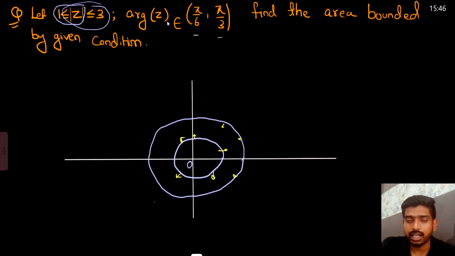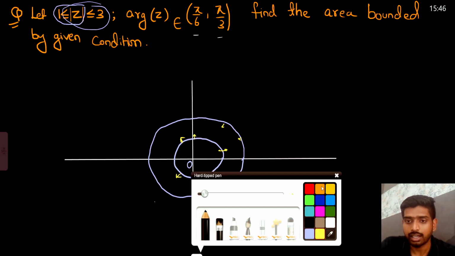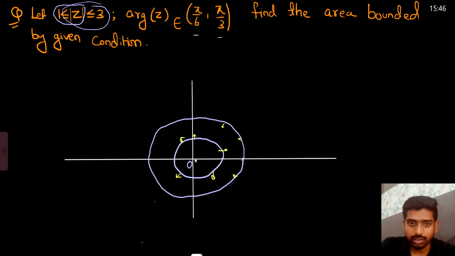Now next, they said argument of z should be between pi by 6 and pi by 3. So what are the complex numbers having argument pi by 6? We can draw the complex numbers with the help of a ray. These are all the complex numbers having argument pi by 6. And next, these are the complex numbers having argument pi by 3. Got it? So now the complex number should be in between these two rays, and in between these two concentric circles. That means this region. We want the area of this complete region.